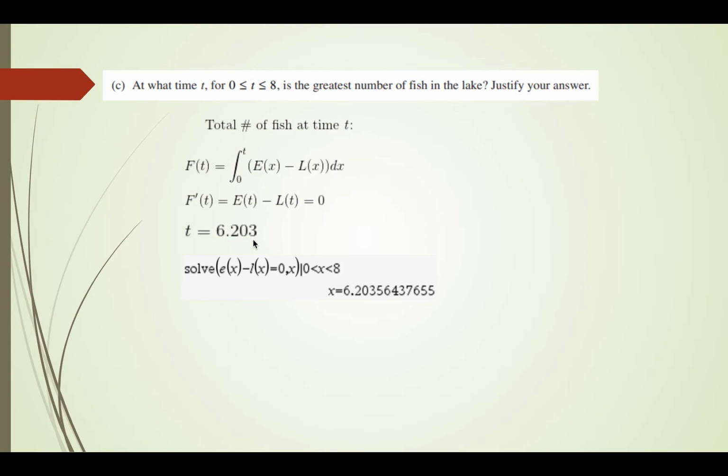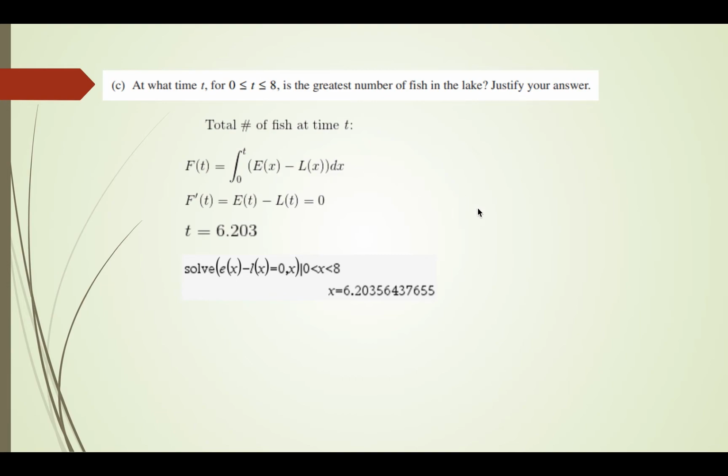And remember, what a critical value represents is not necessarily a minimum or a maximum, but just where a min or max might occur. So this is one possibility of a place where we might have a minimum or maximum number of fish. And of course, since we've got equal signs here, we have a closed interval, we also have to check our endpoints. So time equals 0 is where a min or max could occur, as well as time equals 8.